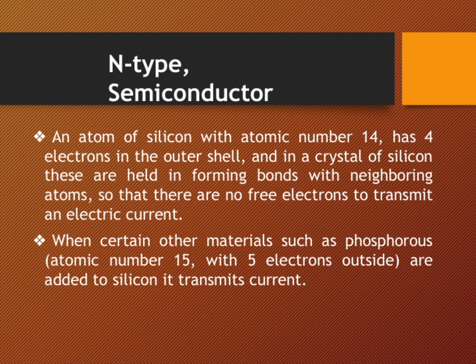The N stands for negative, referring to the negative charge of the free electrons that can now move around and conduct electricity. This modification transforms silicon from an insulator to a conductor under certain conditions, which is crucial for creating electronic components like diodes and transistors. So, in summary, pure silicon with no free electrons acts as an insulator, but by doping it with elements like phosphorus, we create N-type semiconductors that can transmit electric current, an essential principle in modern electronics.